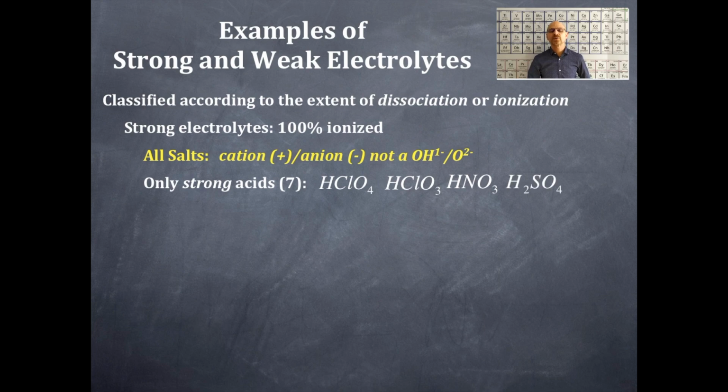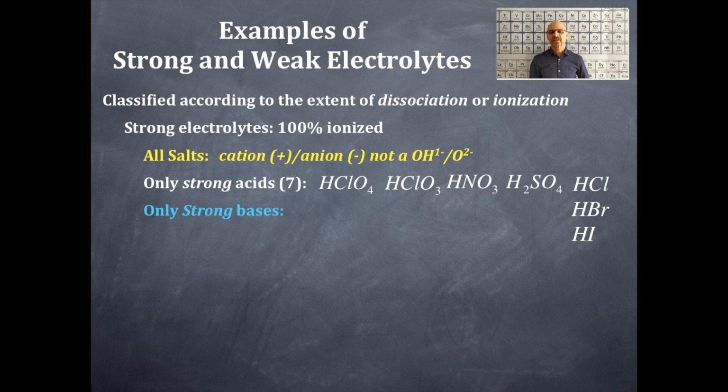Then there is H2SO4, sulfuric acid. There's HCl, hydrochloric acid. There's HBr, hydrobromic acid, and HI, hydroiodic acid. So we've got 7 strong acids. All other acids are weak. Then we have the strong bases.